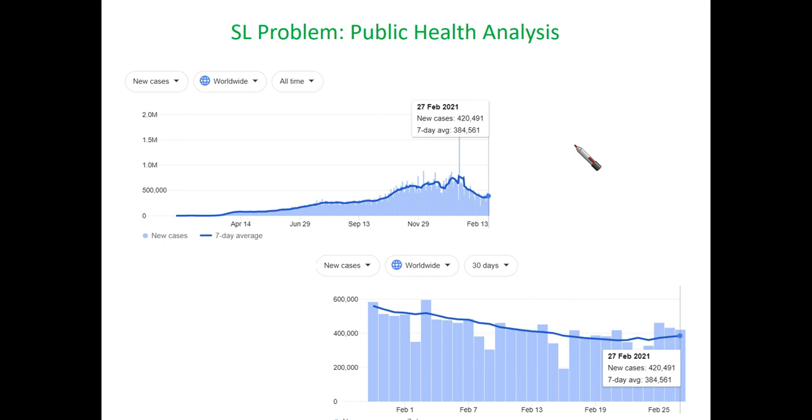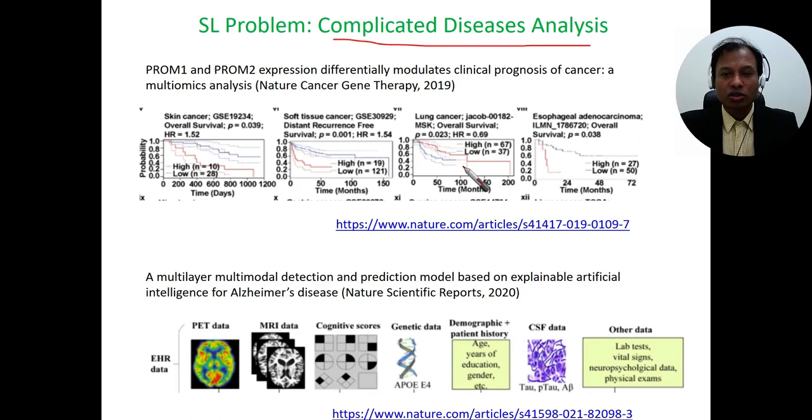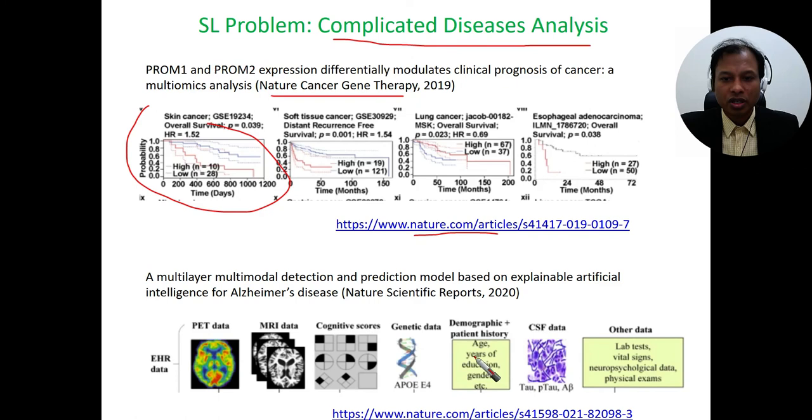Then, statistical learning problems can also be applied to address complicated disease analysis. Here is the thing: these are our own results and publications. This result we published in Nature Cancer Gene Therapy, and this result we published in another research work in Nature Scientific Reports. This one is from last year and this one is from previous years.